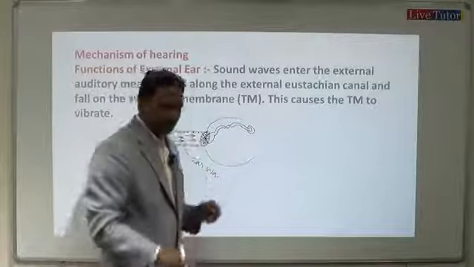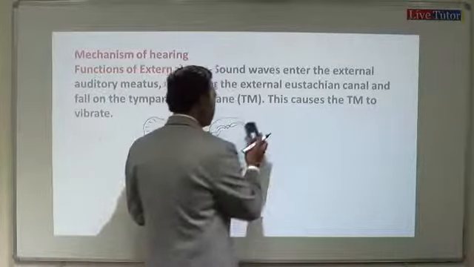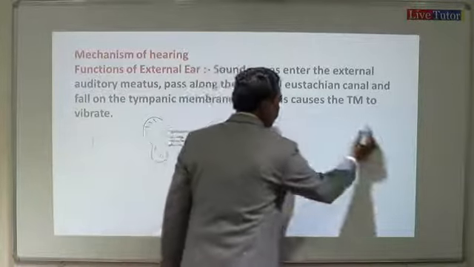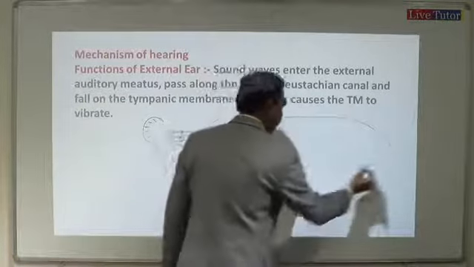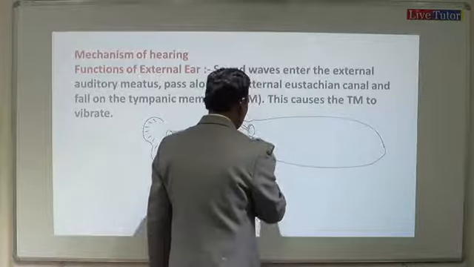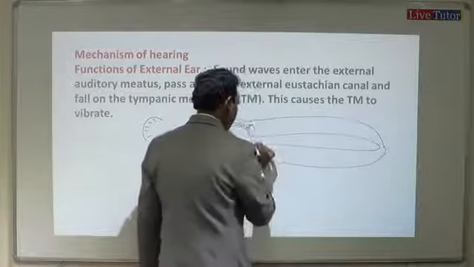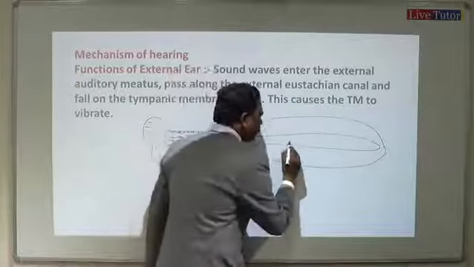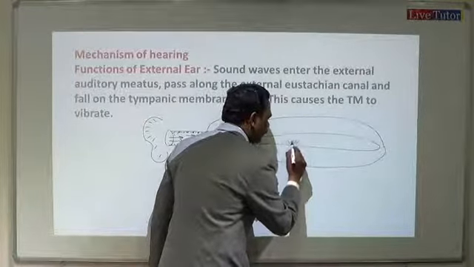Then sensorineural hearing loss, that means sensory hearing loss. This is the oval window. Now you know this cochlea. The cochlea is separated into three canals. We already studied the structure. So what is present in the basilar membrane? Sensory hair cells, you know.